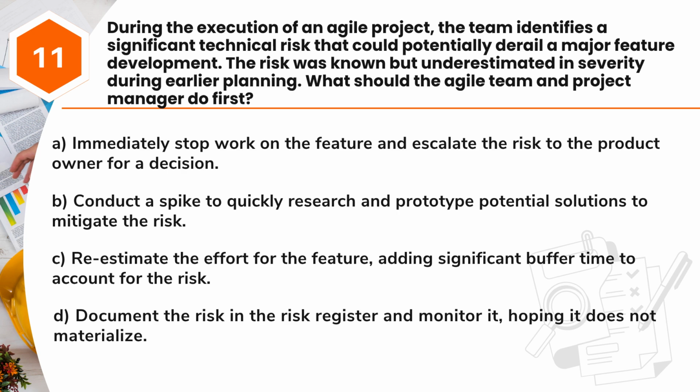A. Immediately stop work on the feature and escalate the risk to the product owner for a decision. B. Conduct a spike to quickly research and prototype potential solutions to mitigate the risk. C. Re-estimate the effort for the feature, adding significant buffer time to account for the risk. D. Document the risk in the risk register and monitor it, hoping it does not materialize.